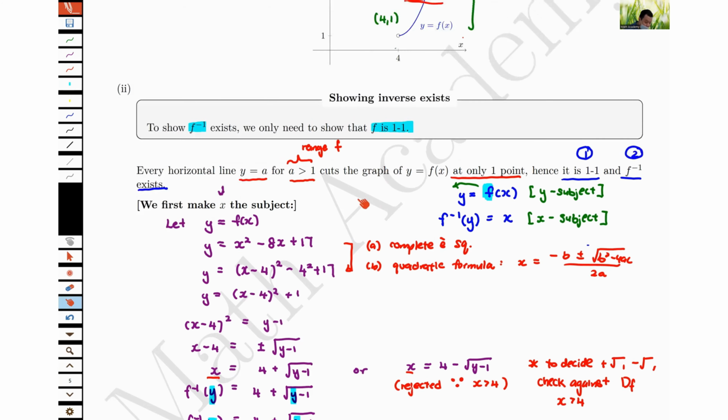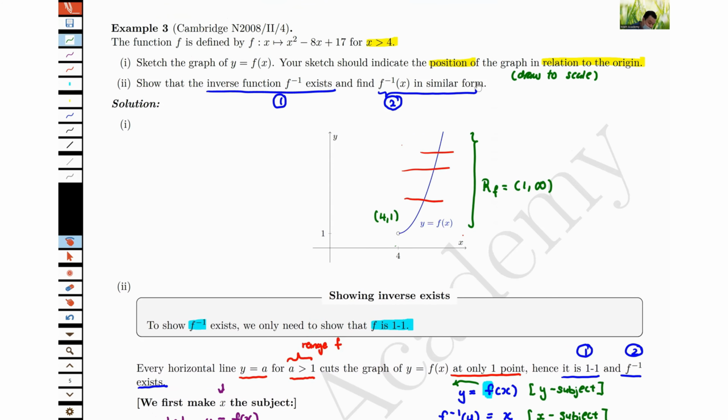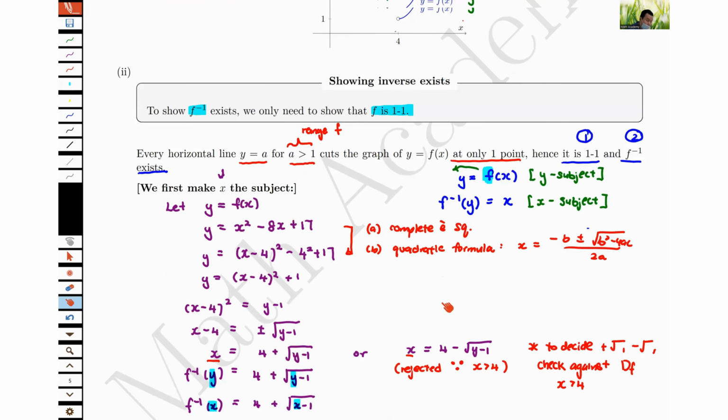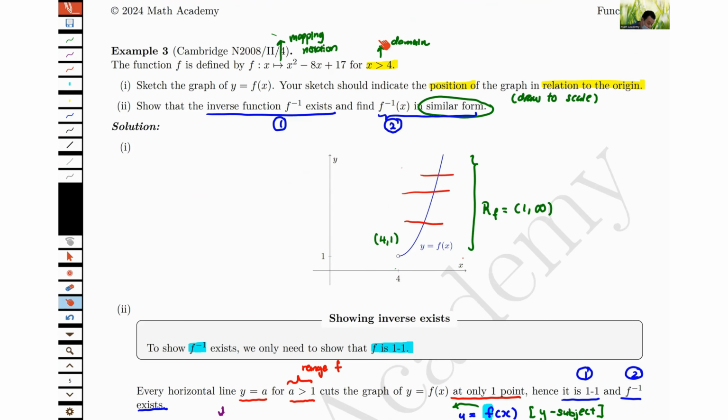If we look closely at the question, they said in a similar form. Similar form means you have to look at the equation they gave. This is a mapping notation. You have to use the same notation and you must state the domain, because every function comes with an equation, a rule, and the domain. So you have to state back that same notation. Mapping notation and domain, you have to write both.